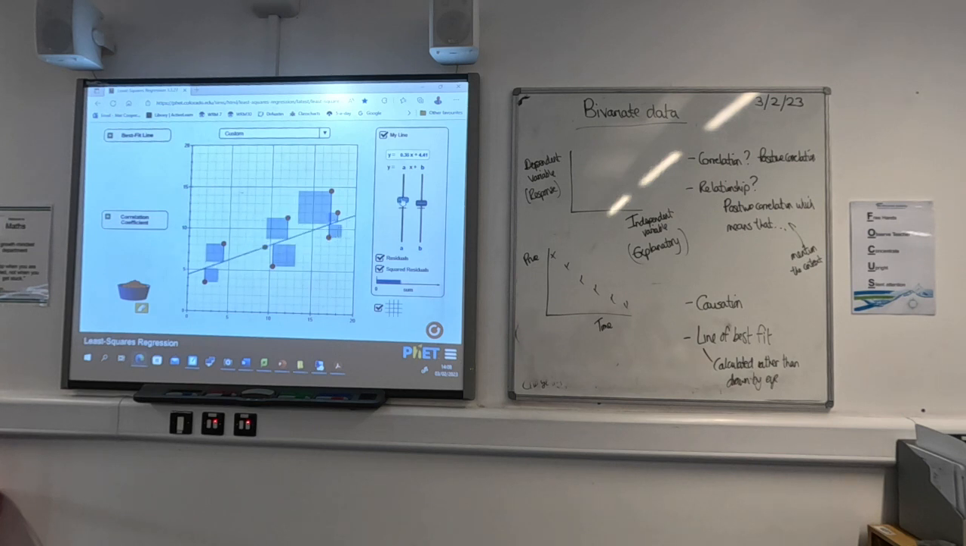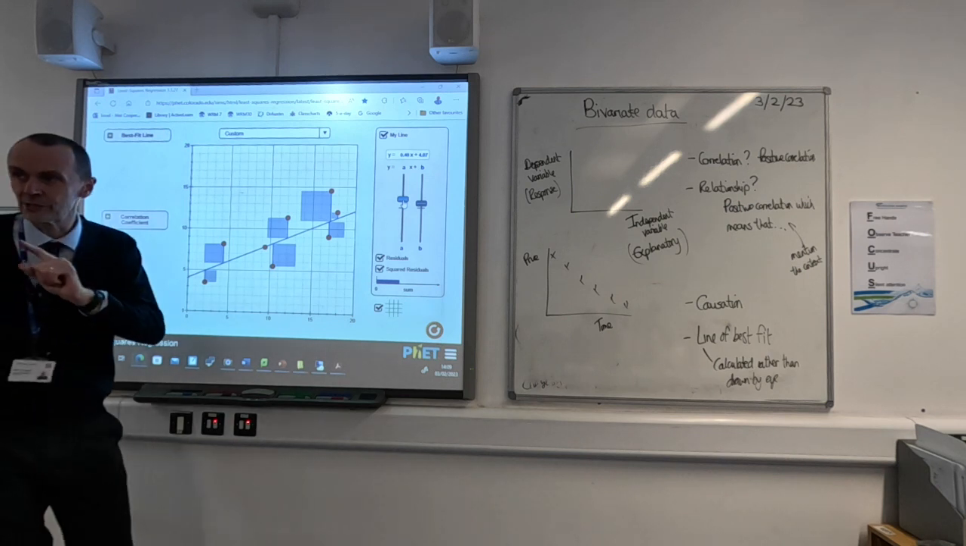So I can fiddle about to try and get, if I wasn't far off, was I? I was pretty much there already. But as your line of best fit gets better and worse, you can see that. So what we're doing is we're trying to minimise the errors in the y direction. And this method is referred to as the least squares regression line.